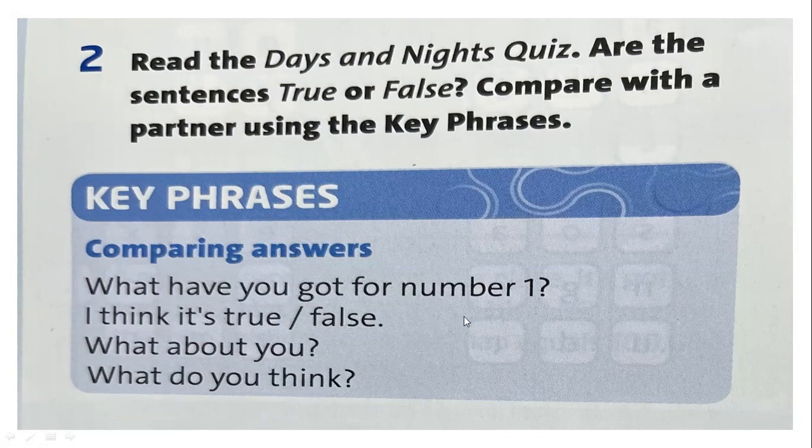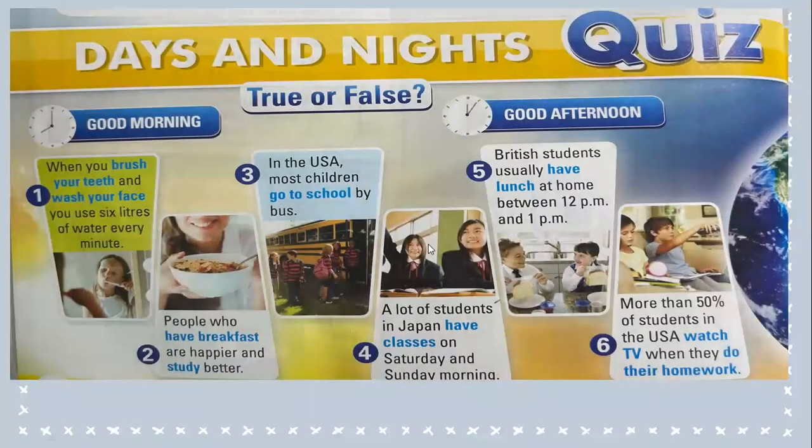Okay, now we look at the days and nights quiz. We have 12 sentences. Okay, you read each sentence and ask your friend. Now, example number 1. What have you got for number 1? When you brush your teeth and wash your face, you use 6 liters of water every minute. What do you think? Okay, you think it's true. That's correct.